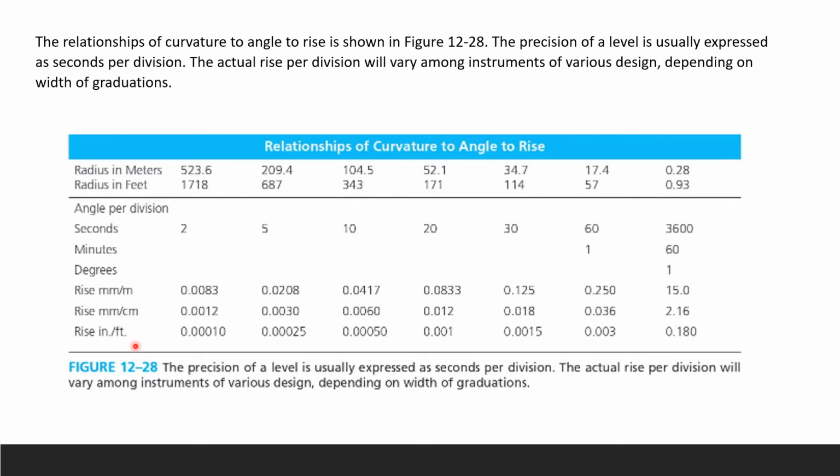You always have a rise, because most angles are between two lines. You have two little hands making an angle, so you always have a rise. These are the different units that we can use to measure the rise of that angle. The actual rise per division will vary among the instruments because they have various designs, and it's going to depend on the width of the graduations.